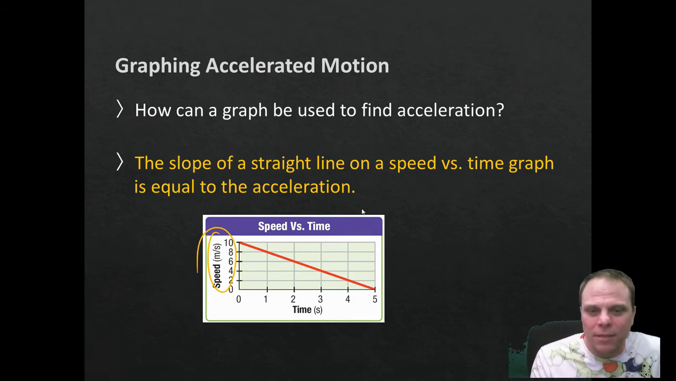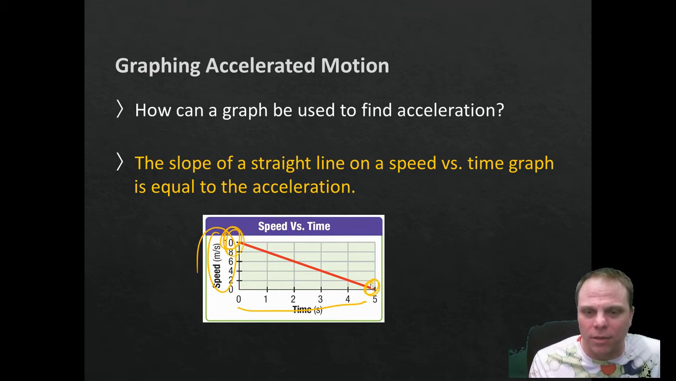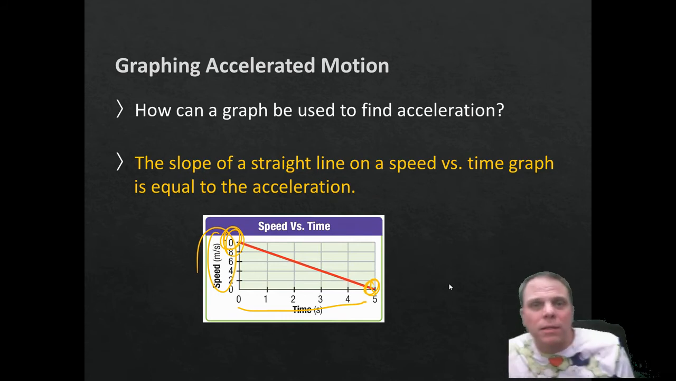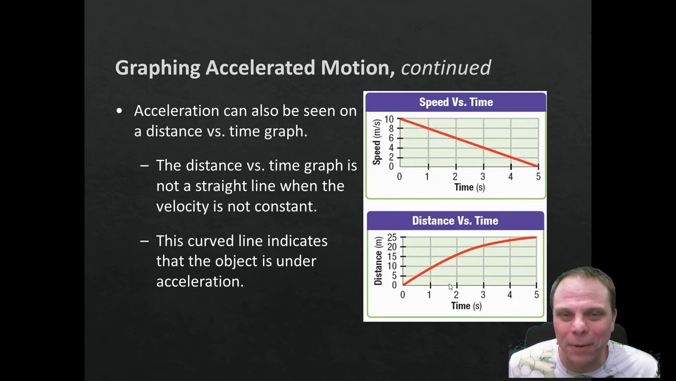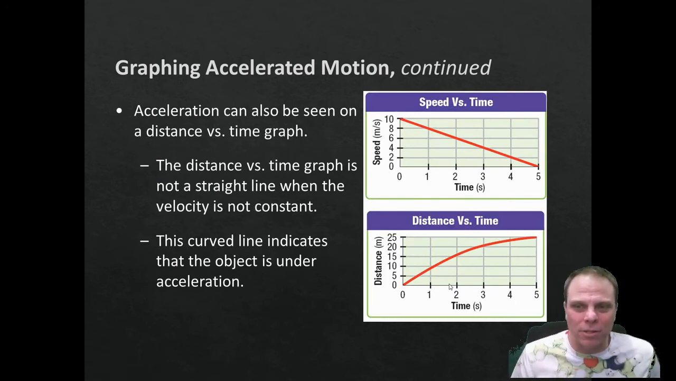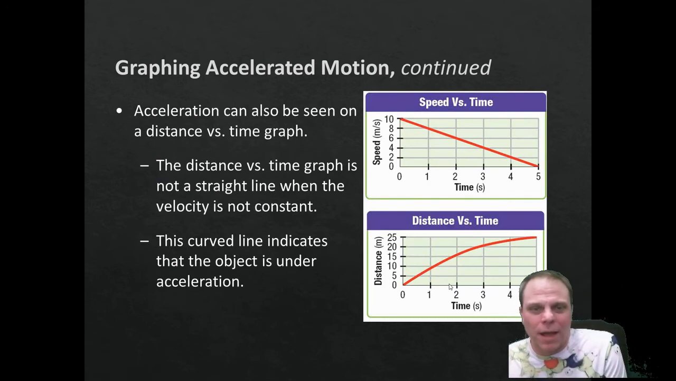Now, in this case, we have to kind of describe the motion we see. Over a period of 5 seconds, we are going from being 10 meters per second down to 0 meters per second. So we're slowing down, right? This downward slope means that we're decelerating or accelerating in a negative direction. We're getting slower, all right? Now, on that top, you can see we're getting slower.